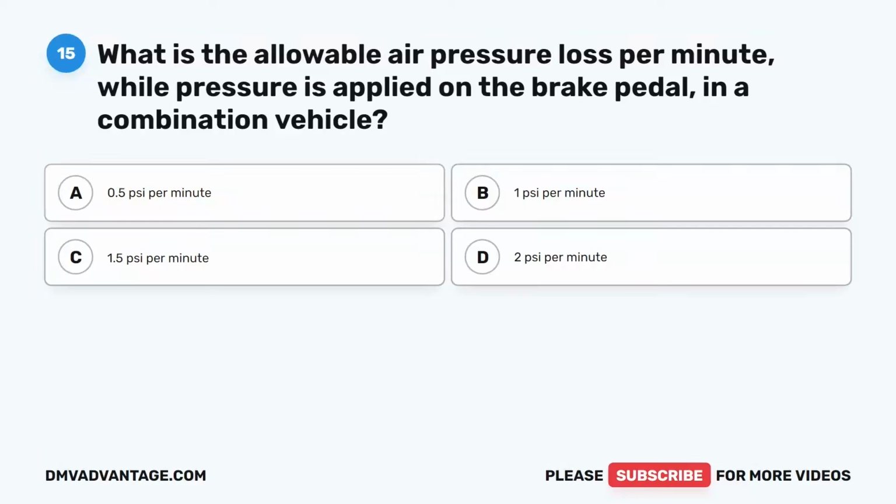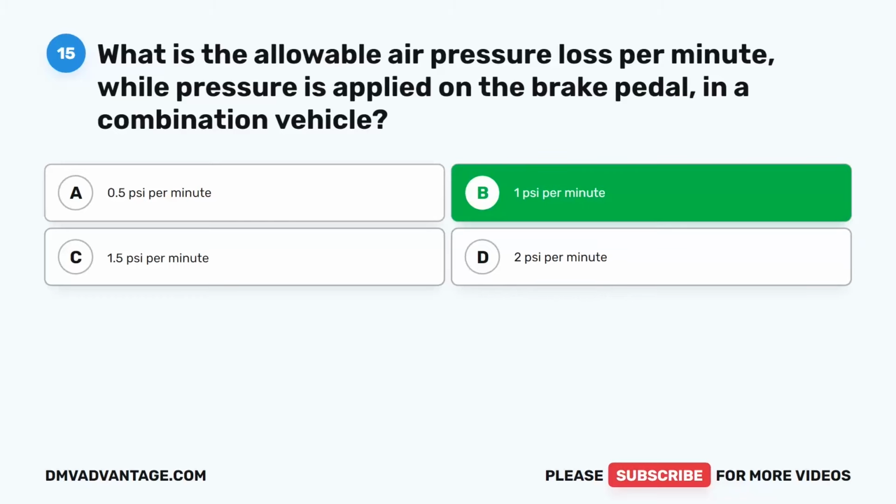Question 15. What is the allowable air pressure loss per minute while pressure is applied on the brake pedal in a combination vehicle? A. 0.5 psi per minute. B. 1 psi per minute. C. 1.5 psi per minute. D. 2 psi per minute. The correct answer is B.